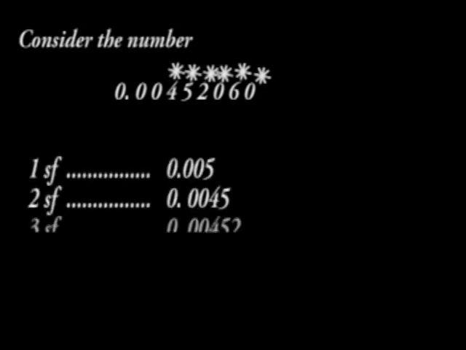Consider the number 0.00452060. The digits with asterisks are significant. If we round off the number to the respective significant figures, we shall have the following.